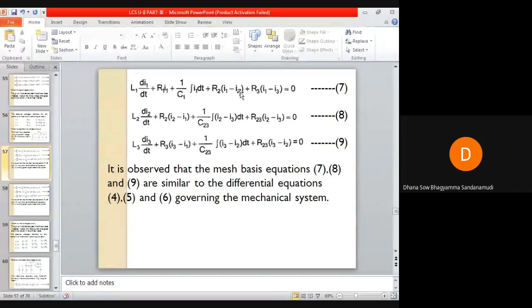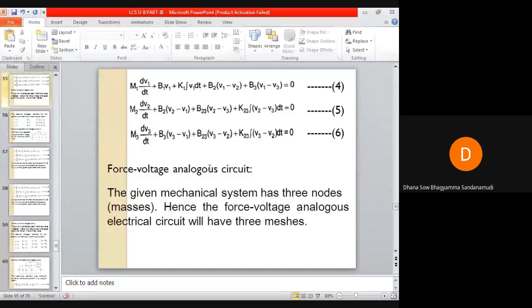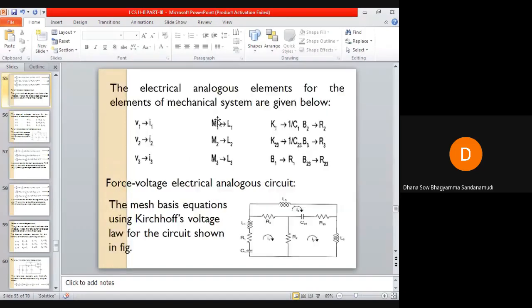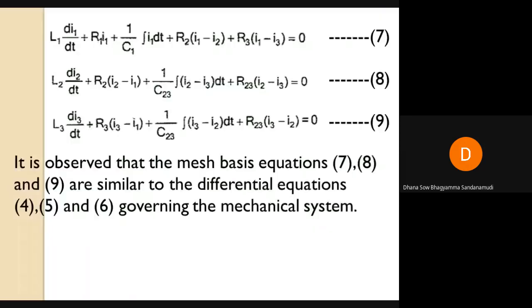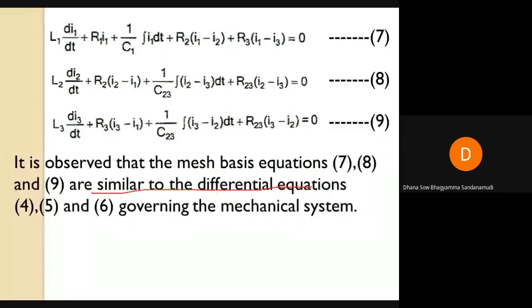Now I'll compare these three equations with the mechanical equations 4, 5, 6, which are in terms of velocity. Just write the statement that they are similar. That's all you have to write. Both sets of equations are almost similar; the differential equations are similar to each other.